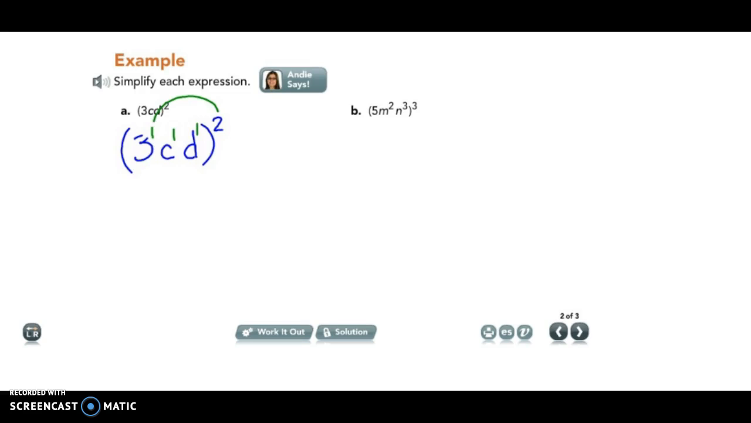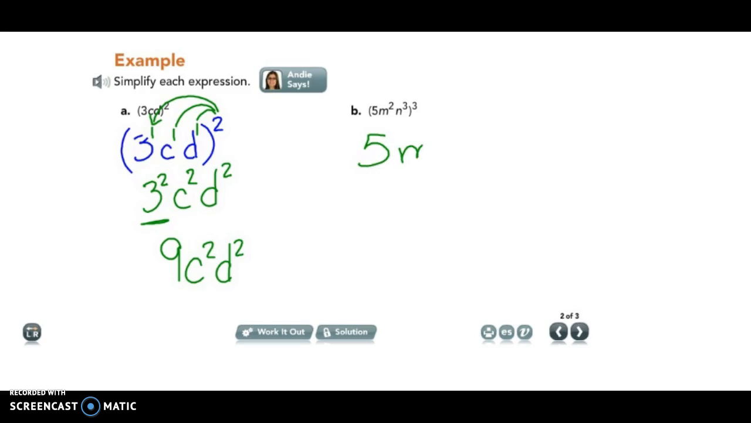Then I'm going to do 2 times the 1, and I'm going to get 3 squared. 2 times the 1, and I'm going to get c squared, and 2 times the 1, and I'm going to get d squared. When I have 3 squared here, you should know that that is 3 times 3, and so that's going to be 9. And then the c squared and the d squared we can't do anything with, so we're just going to bring them down.